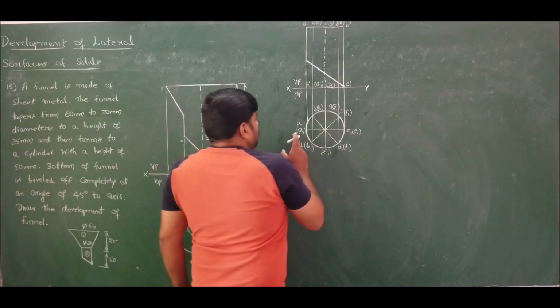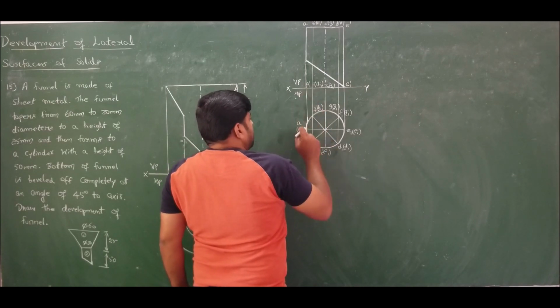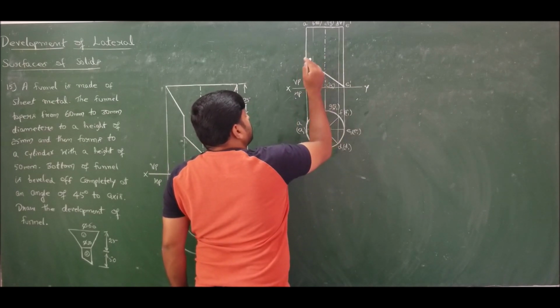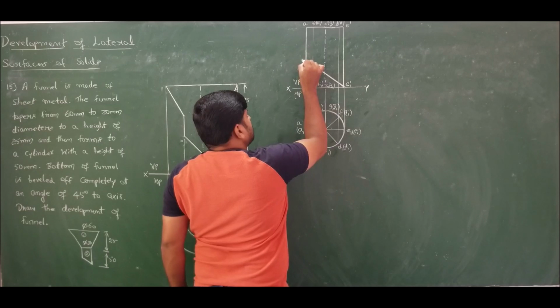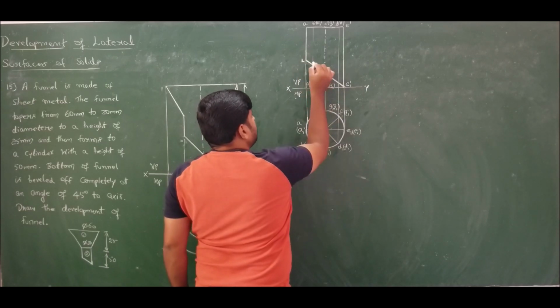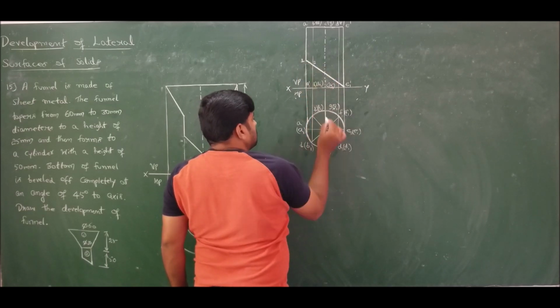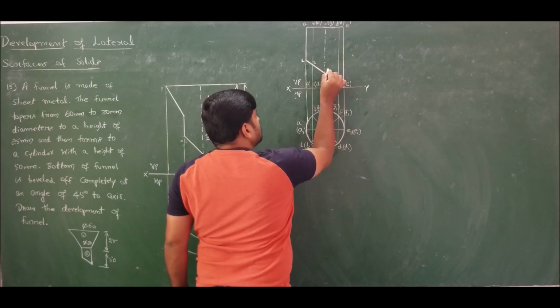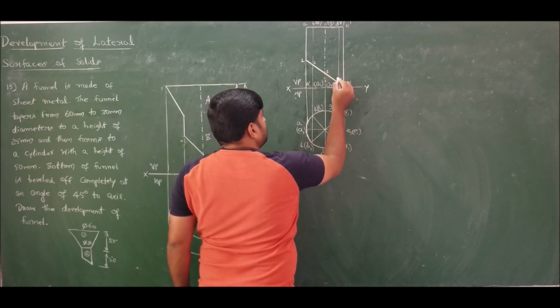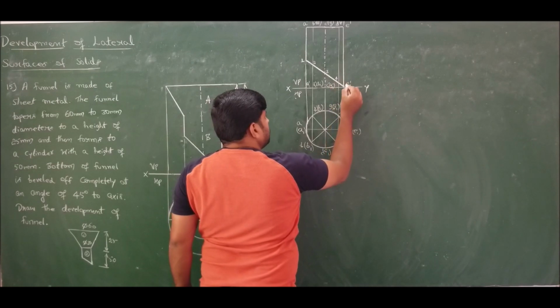Now from A to A1 we have bevel here. Let us call it as 1. Next from B to B1 it is 2. Next C to C1 it is 3. D to D1 is 4 and then we have 5.